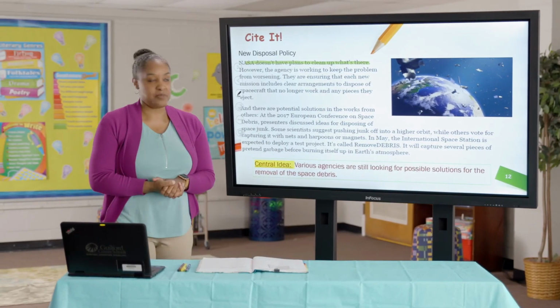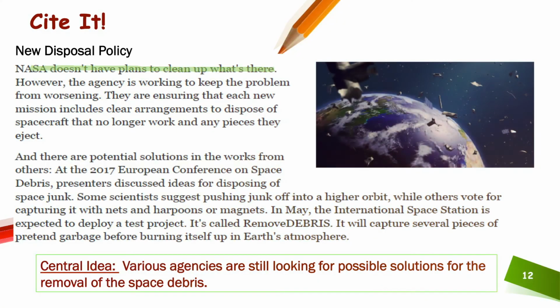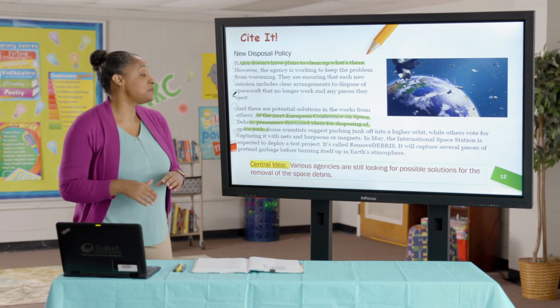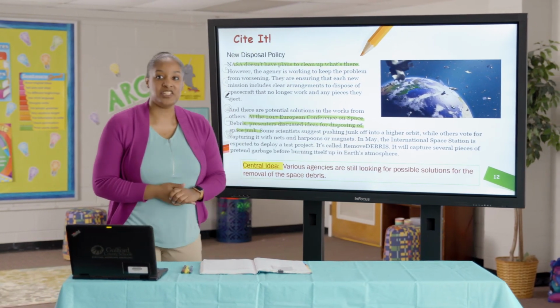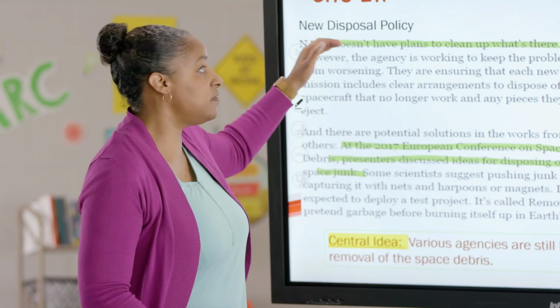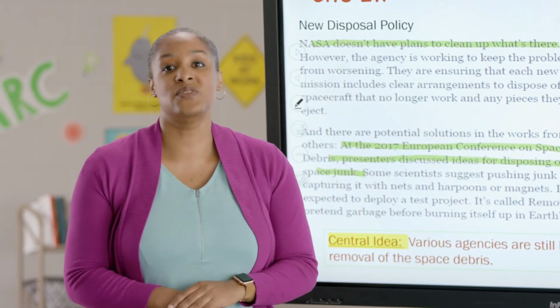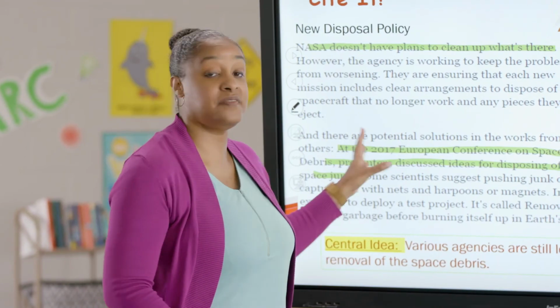So let's take a look at our second paragraph. What stands out there? Keep in mind, we're looking for something that supports they're still looking for a possible solution for the removal of space debris. And I like the fact that they mentioned that there's even a conference on this topic here. At the 2017 European Conference on Space Debris, presenters discussed ideas for disposing space junk. Yes, it's important to know the varying opinions mentioned here, but I really wanted you to get the gist of identifying some primary sources of evidence that best supports the central idea of each section.